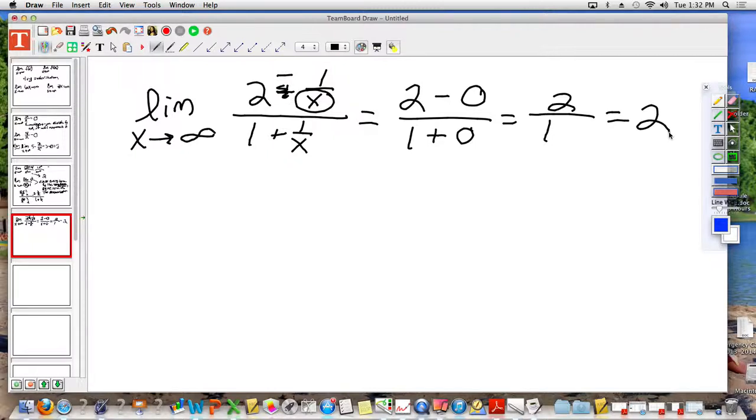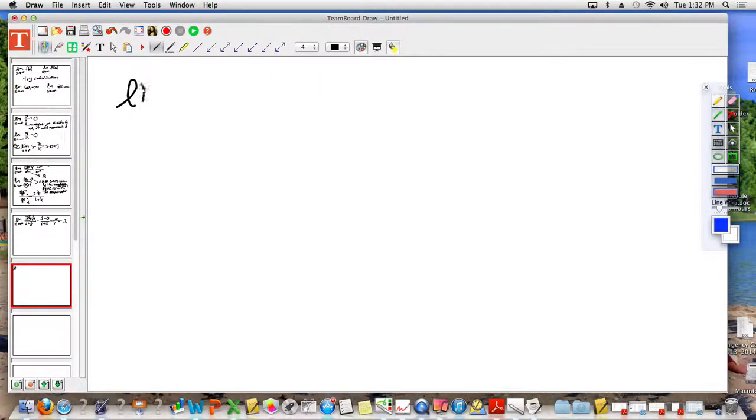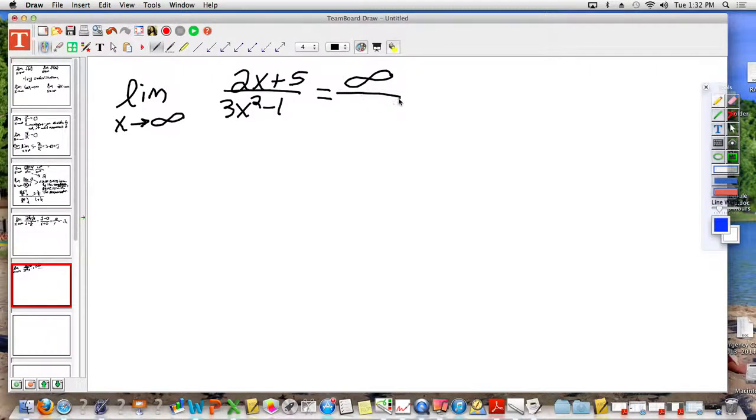All right, another example. Some of you might only need to hear me do one more example, and then you can probably try this on your own. The limit as x approaches infinity of 2x plus 5 over 3x squared minus 1. If I put an infinity in for x on the top, I have 2 times infinity plus 5. That's infinity. And on the bottom, I have 3 times infinity squared minus 1, which is also infinity.